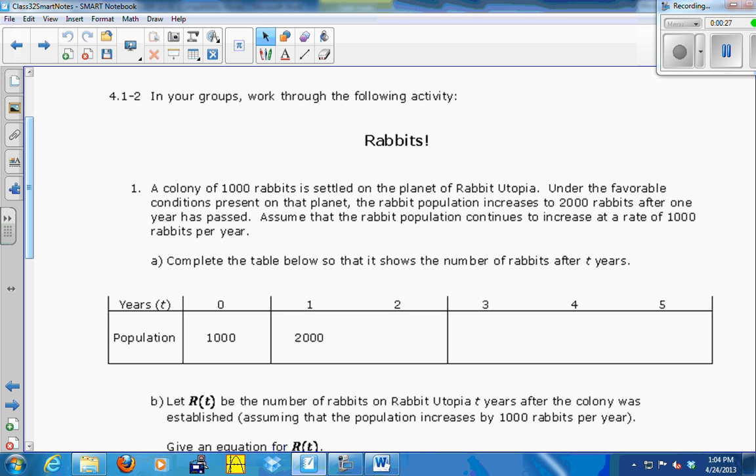Okay, so I want you to, in your groups, do the front and back of that first page, and then we'll discuss it in 10, 15 minutes or so.